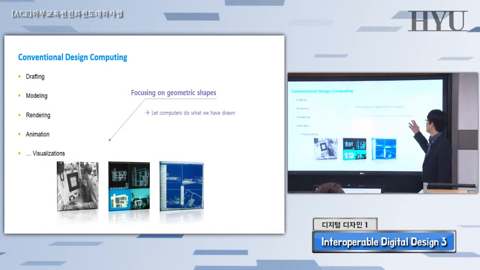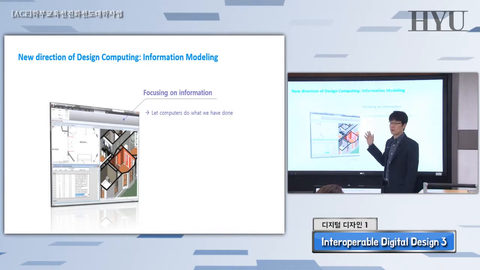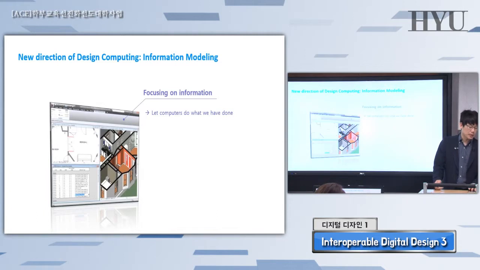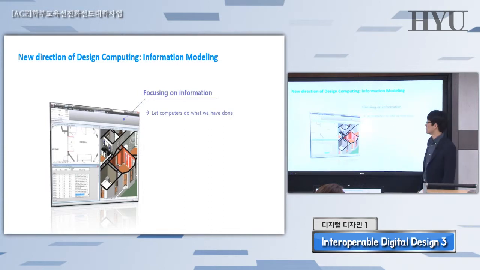Computers do what we have drawn. This is the conventional approach. And let computers do what we have done. This is the fundamental and basic approach in BIM. So this is homestyler.com. Of course, this is Revit or another BIM application, BIM tool. But anyway, you have to remember that our focus is now on information, so-called building information, okay?